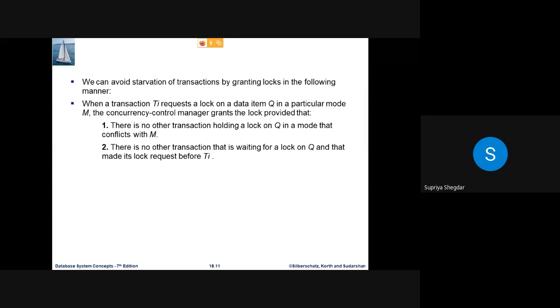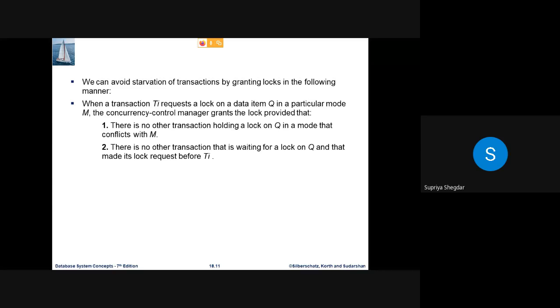then the concurrency control manager grants the lock provided that, first, there is no other transaction holding a lock on the data item Q in a mode that conflicts with M. So the concurrency control manager checks that no other transaction is holding a lock on Q in a mode that conflicts with the current mode of the transaction.